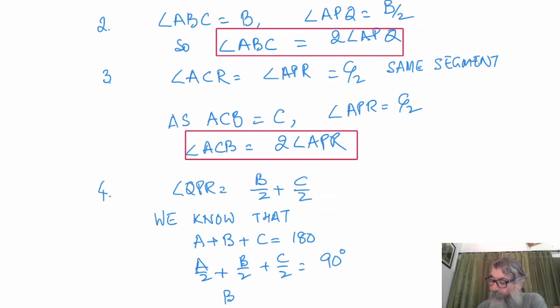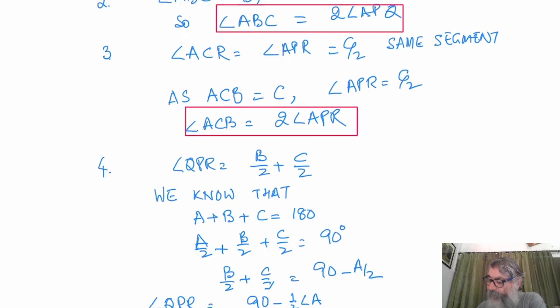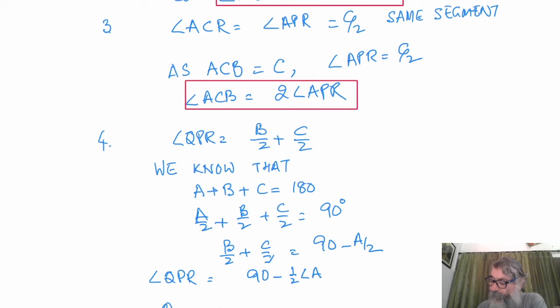B by 2 plus C by 2 will be how much? 90 minus A by 2. So angle QPR will be 90 minus half of angle A. And what was it? Half of angle BAC. Angle A is BAC only. QPR is 90 minus half of angle BAC. So we have written it that way.